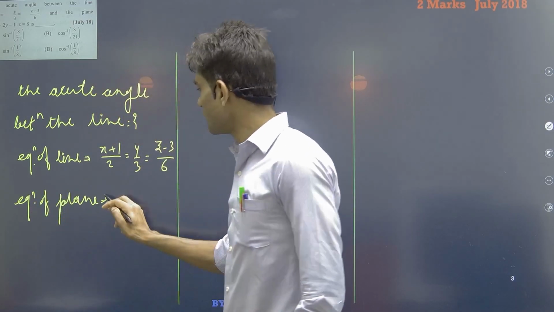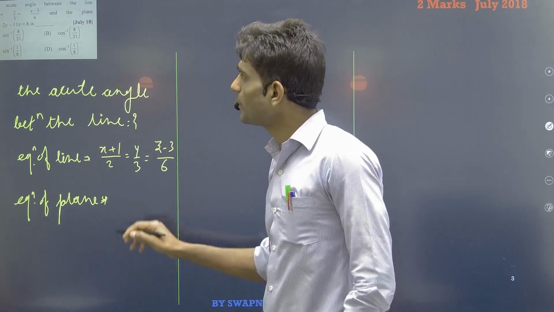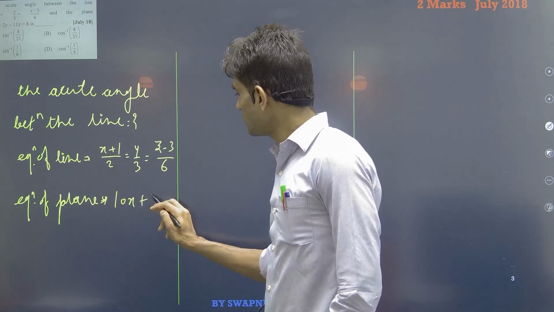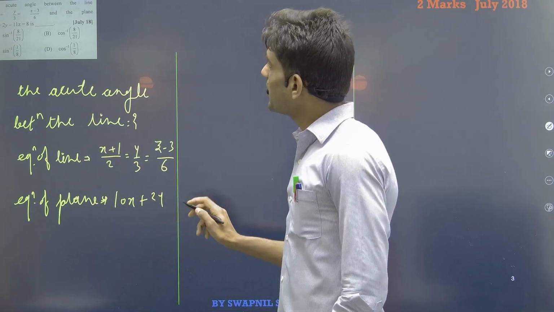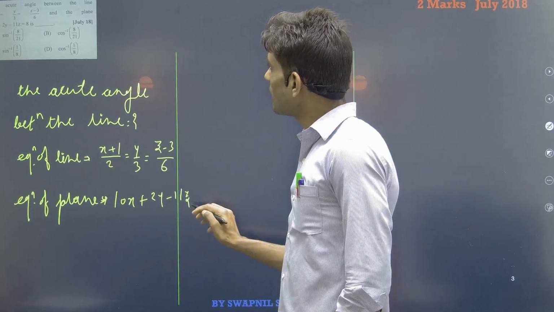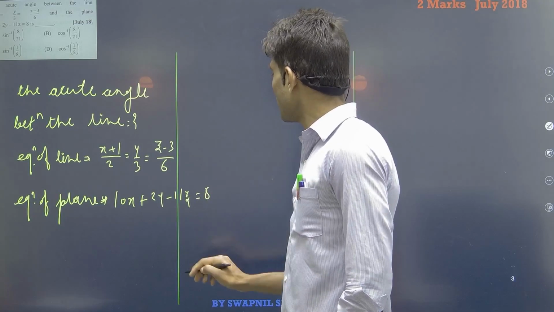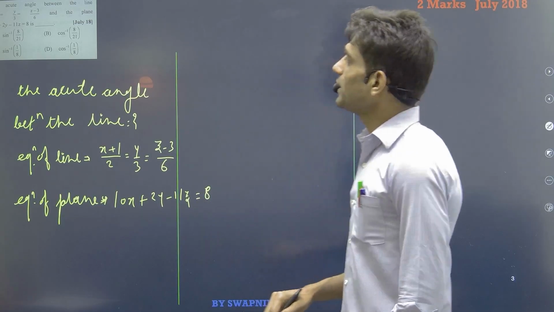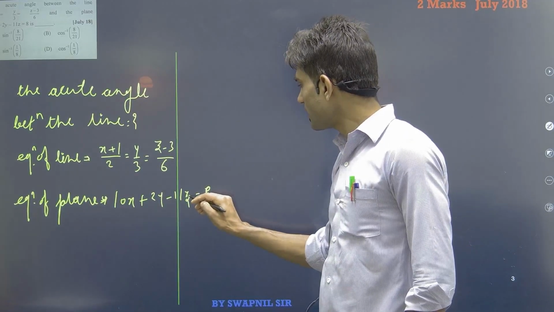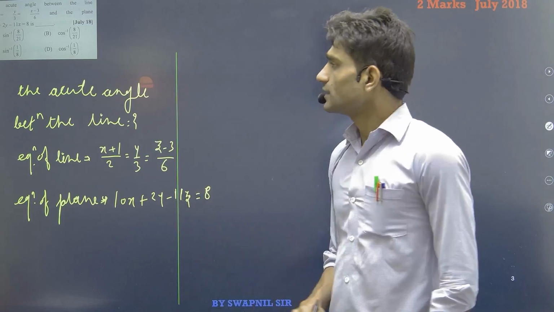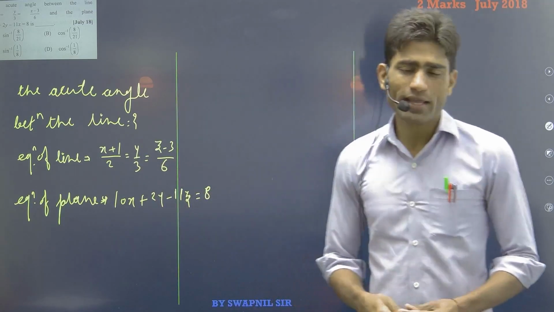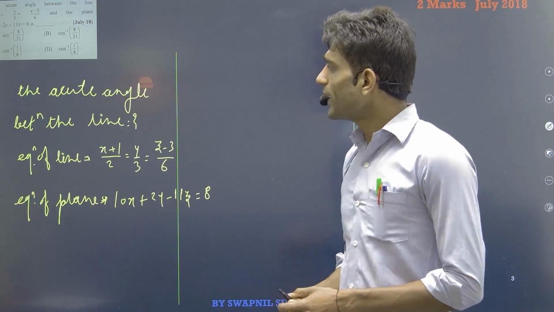Okay, so this is another given in our example, the equation of a plane: 10x plus 2y minus 11z equals 8. So we have been given the equation of a plane over here, and the equation of a line is also given. Using these we have to find the acute angle between the line and the plane.